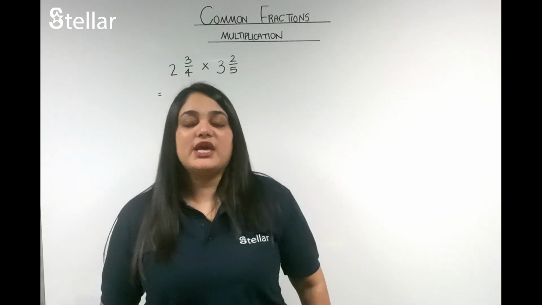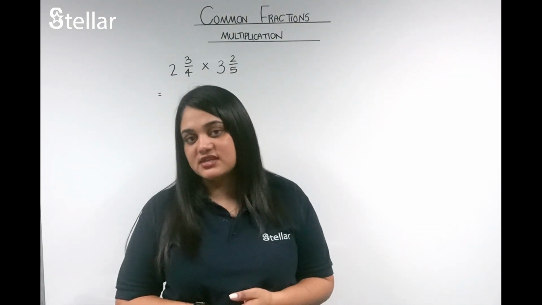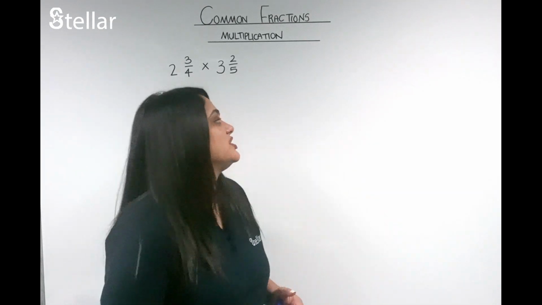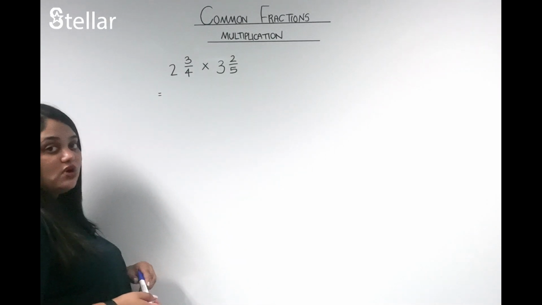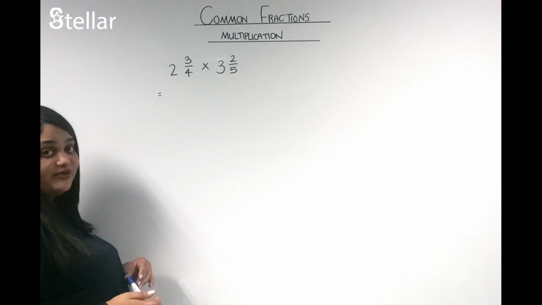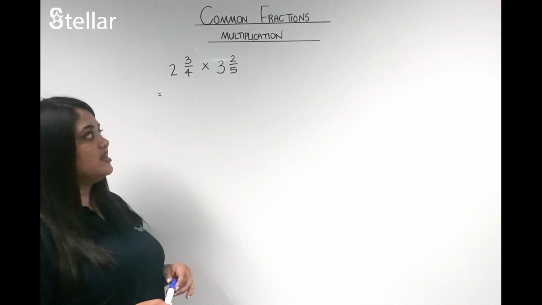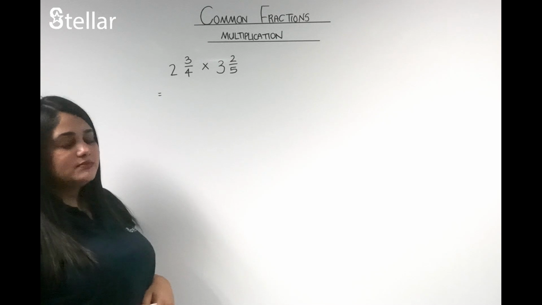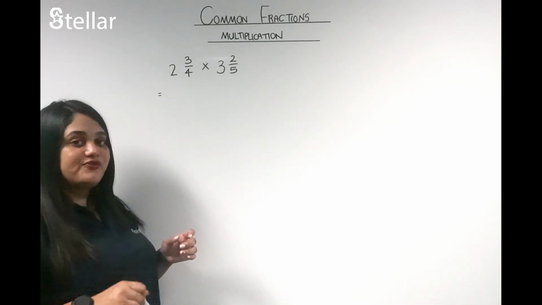In this lesson we're having a look at multiplication of common fractions. You can see that I have a mixed fraction in the example: 2 and 3 over 4 times 3 and 2 over 5. I can't really multiply them because they have different denominators, so I need to take 2 and 3 over 4 and get a fraction.